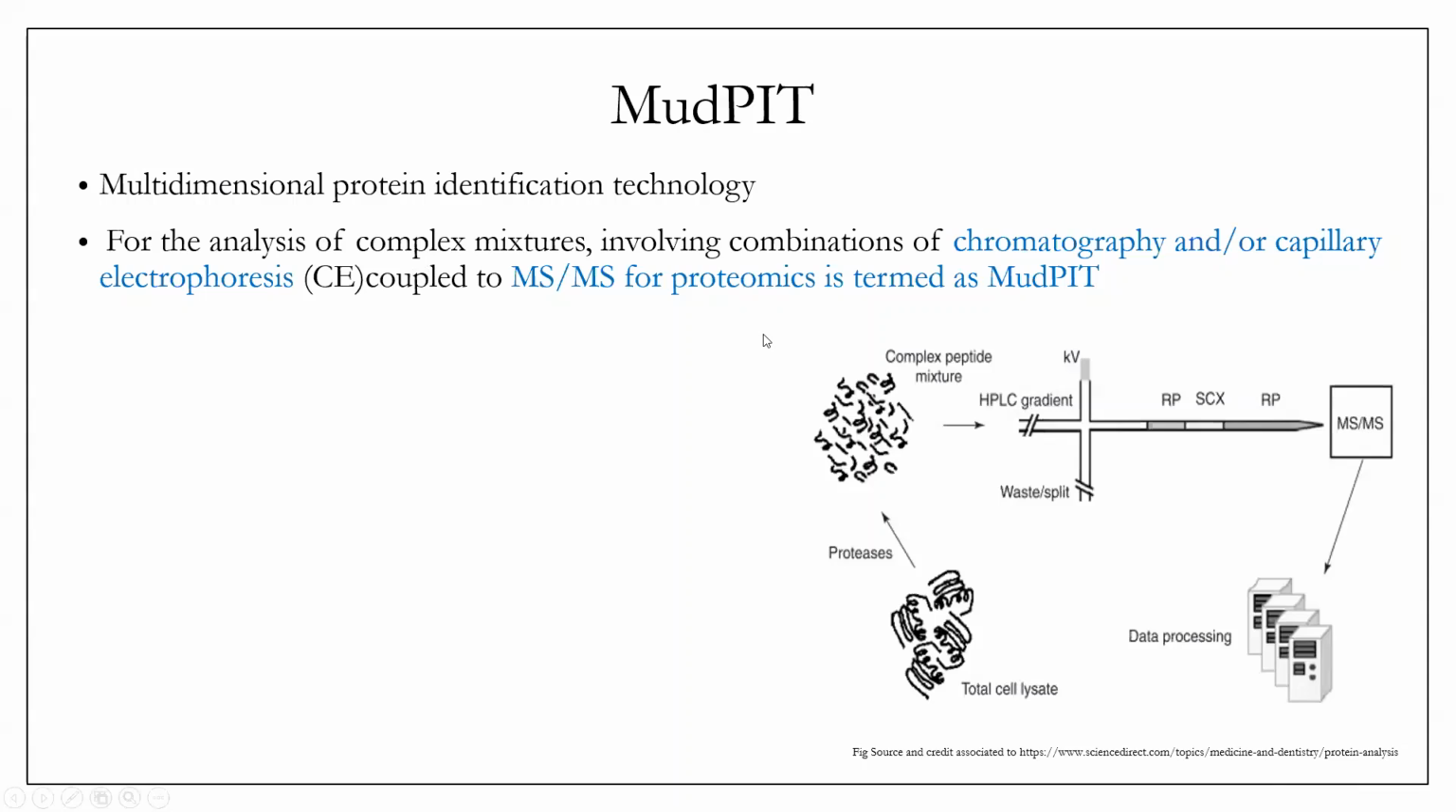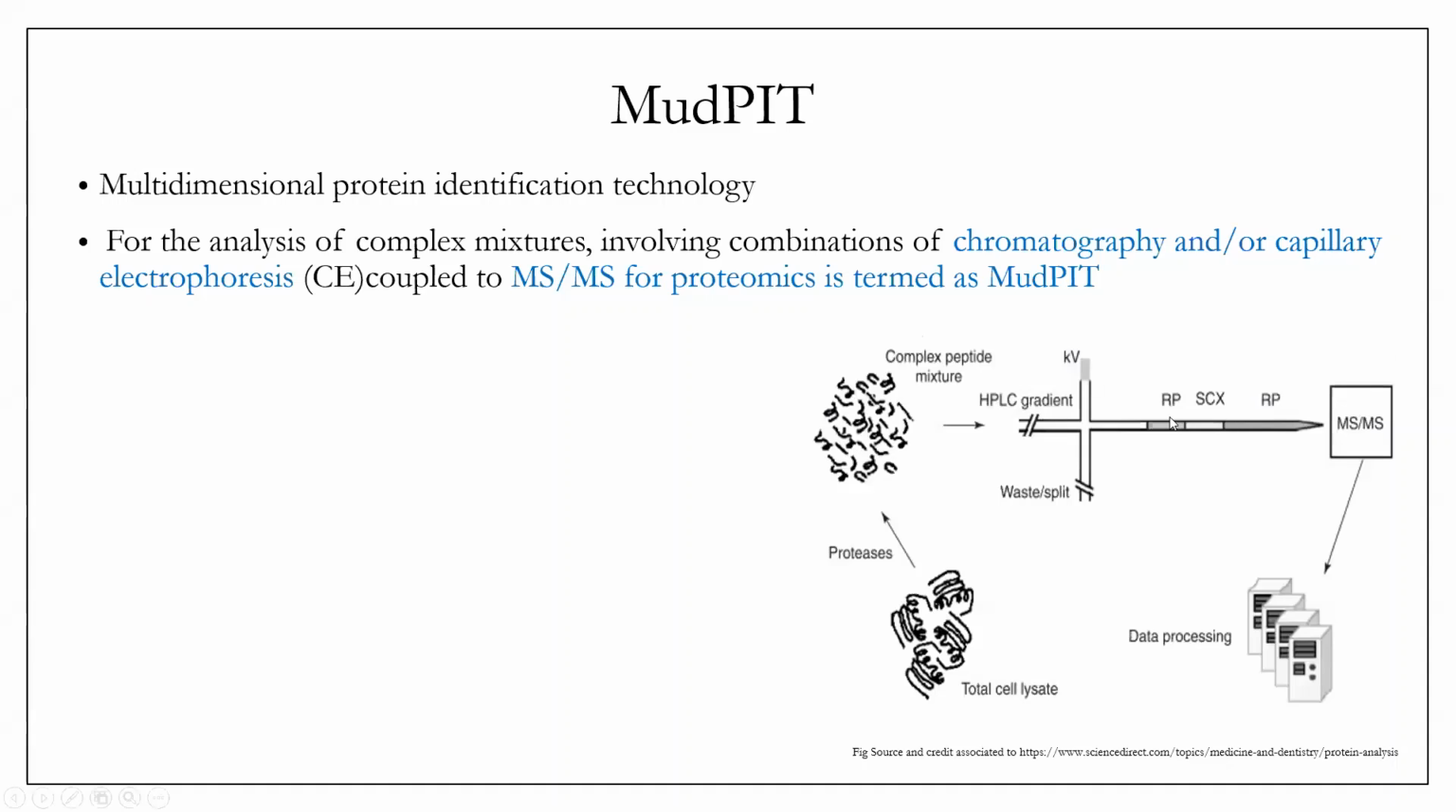And here what we do is take a total cell lysate, and we digest it with proteases. Once we digest it with the proteases, we get a complex peptide mixture. Okay, so this peptide mixture will be separated on the chromatograph, by the chromatography technique.